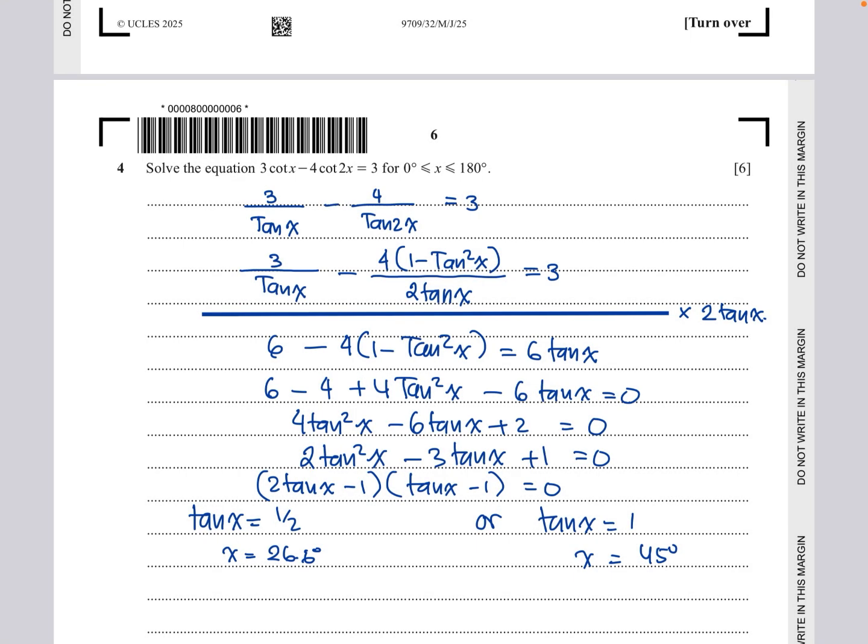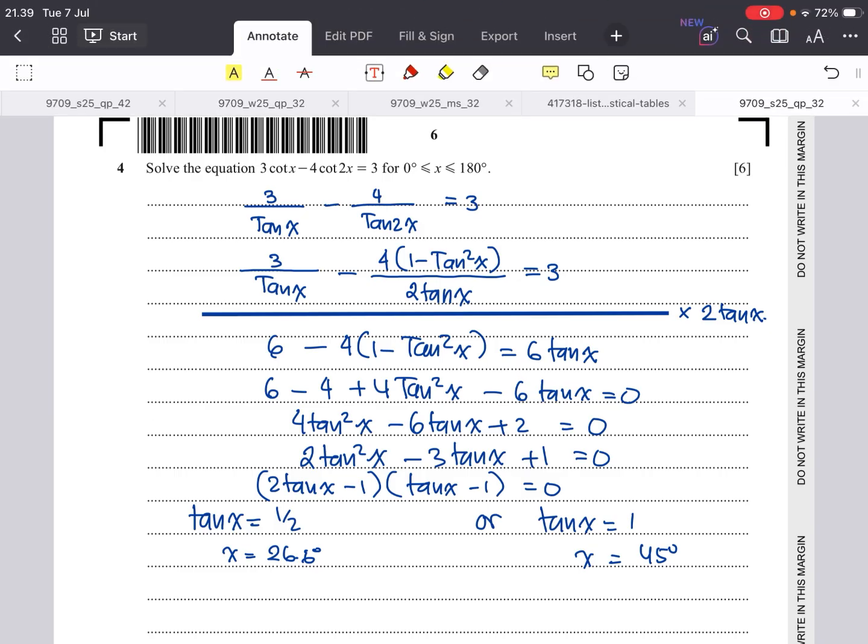Question 4. Solve the equation 3 cot x - 4 cot 2x = 3 for 0 ≤ x ≤ 180 degrees.